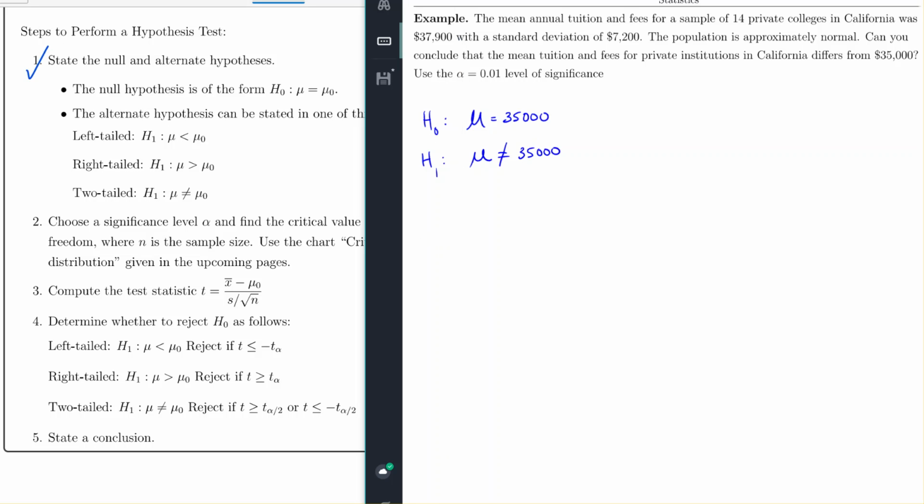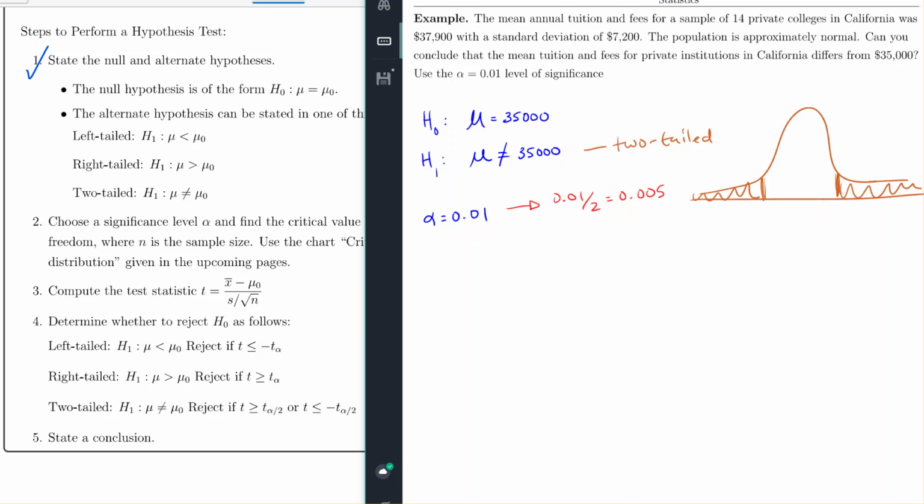Okay. Now, step 2 said choose a significance level. We don't need to choose it. It was already given to us. Alpha is 0.01. And now we need to find our critical value. We know this is a two-tailed test. So if I was to visualize this here, I'd have my normal distribution, got my two tails. Now we know my alpha of 0.01 in a two-tailed test means that that area is split in two places. So each portion gets 0.005 of area.